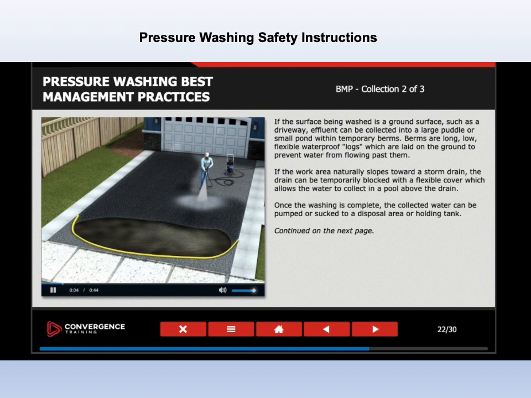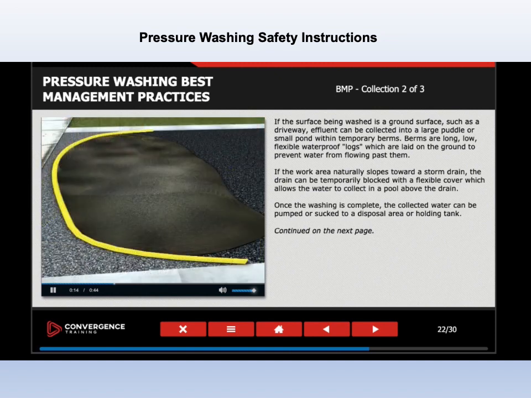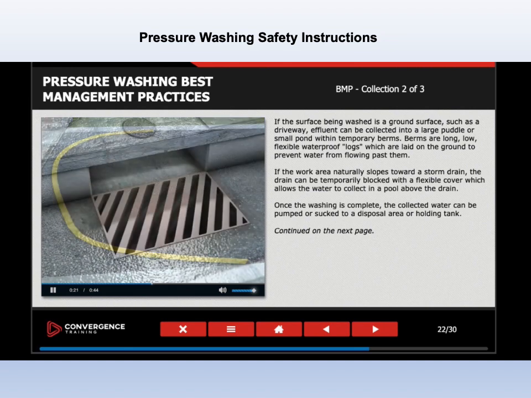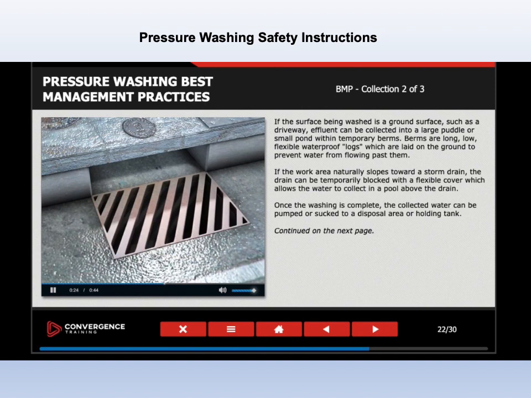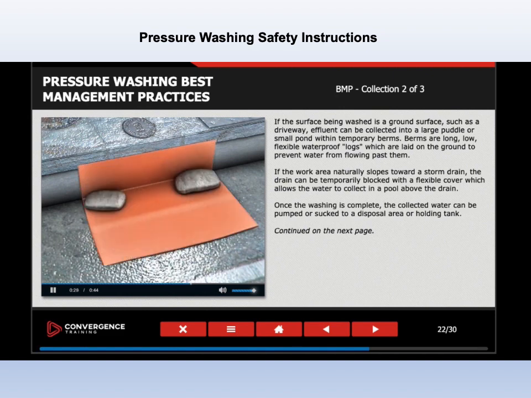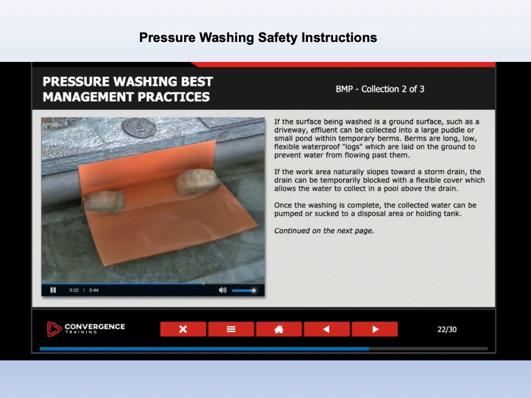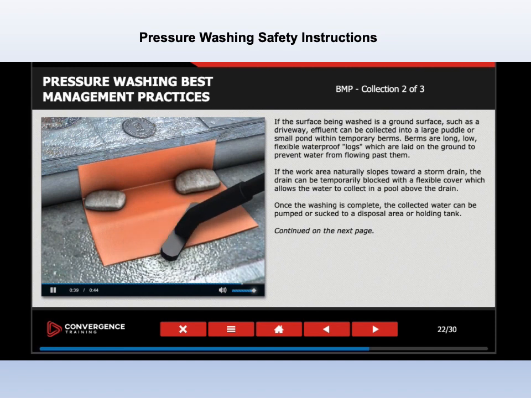If the surface being washed is a ground surface, such as a driveway, effluent can be collected into a large puddle or small pond within temporary berms. Berms are long, low, flexible, waterproof logs, which are laid on the ground to prevent water from flowing past them. If the work area naturally slopes toward a storm drain, the drain can be temporarily blocked with a flexible cover, which allows the water to collect in a pool above the drain. Once the washing is complete, the collected water can be pumped or sucked to a disposal area or holding tank.